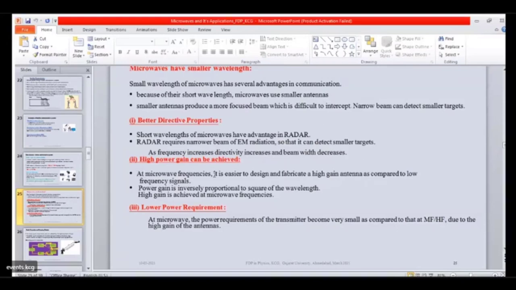And at microwave frequencies, it is easier to design and fabricate high gain antenna as compared to the low frequency signals. Right? You can have the high power gain of the antenna at microwave frequencies. And right here you see the power gain is inversely proportional to square of the wavelength. So smaller the wavelength, higher will be the power gain. And if power gain is high, then power requirement in the communication system or in the radar system will be less, right? So at microwave, the power requirements of transmitter become very small as compared to that of the medium frequency and high frequency due to the high gain of the antennas.